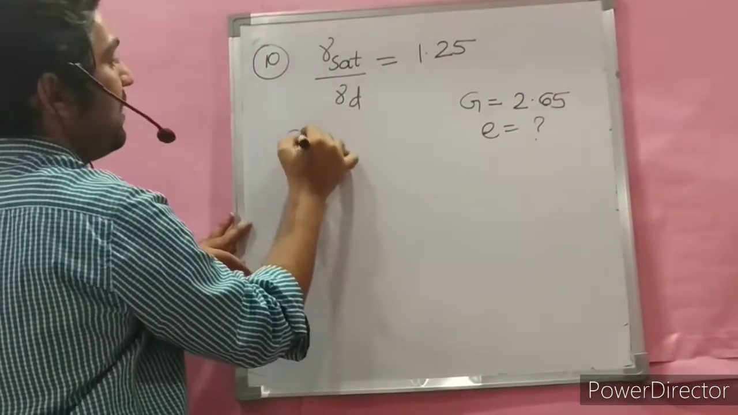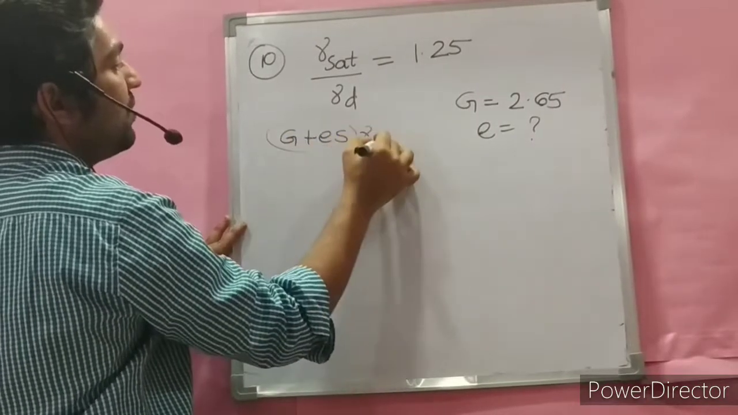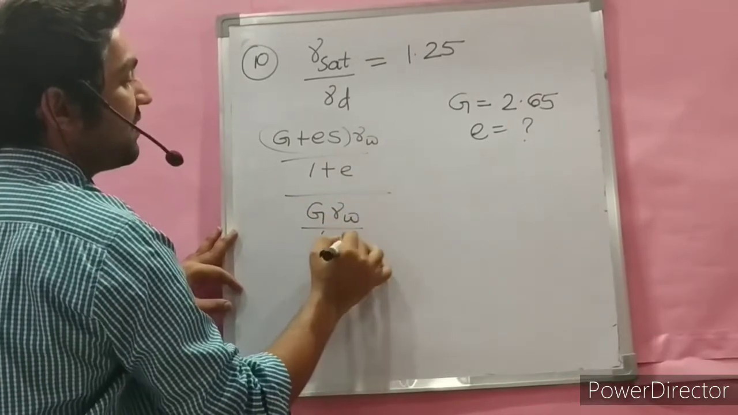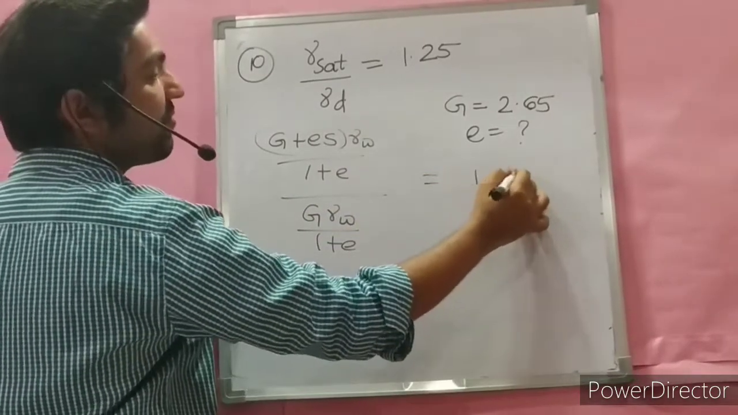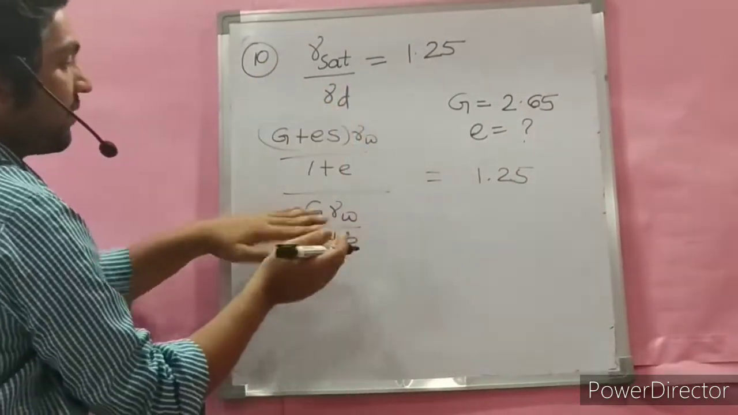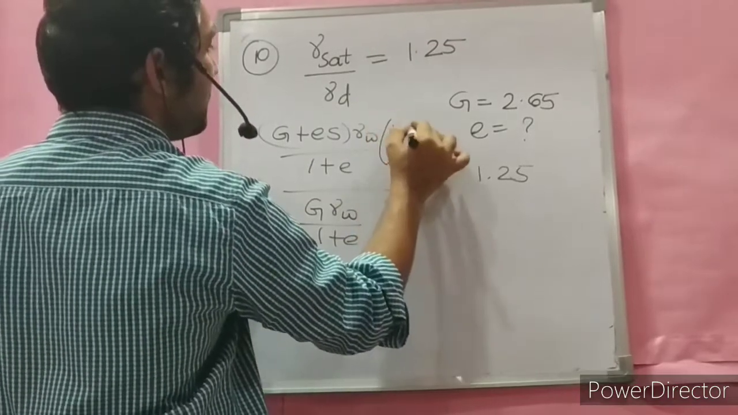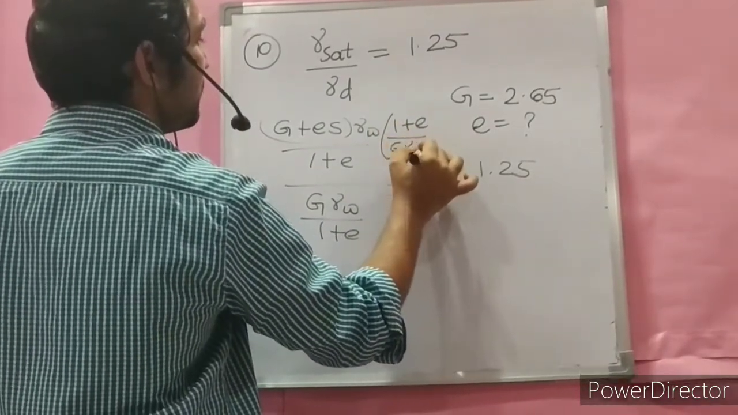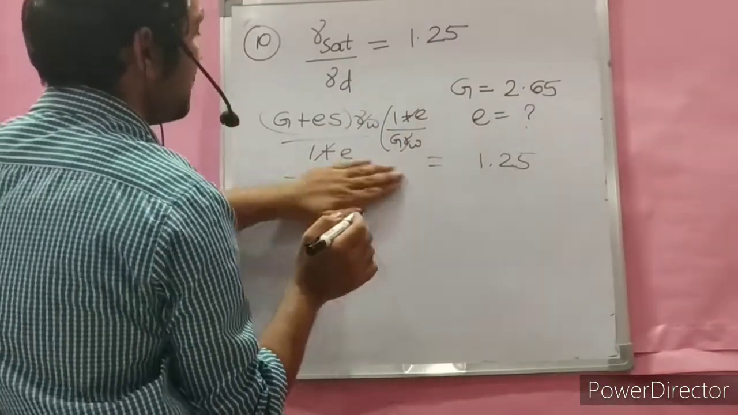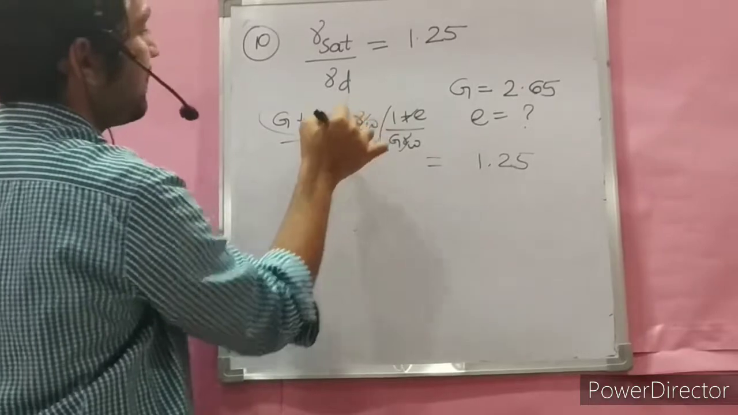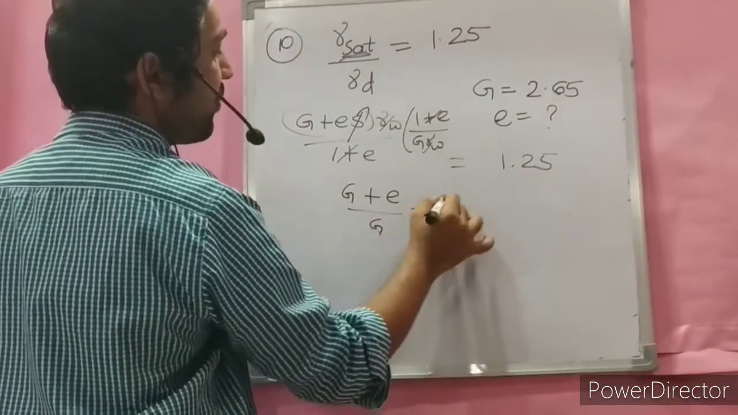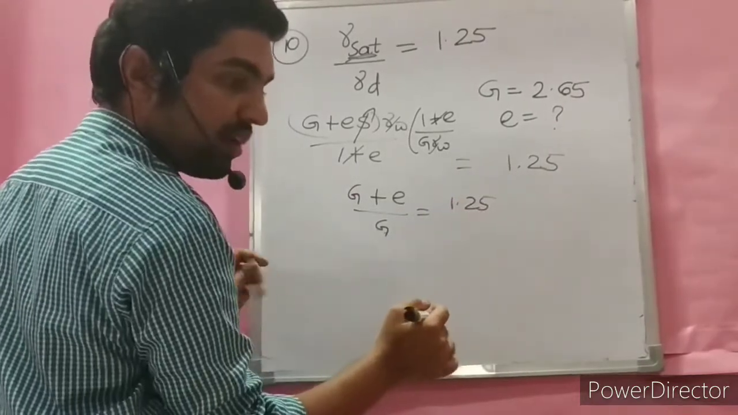Okay. G plus E S into gamma W divided by 1 plus E, divided by G gamma W by 1 plus E, is equal to 1.25. Taking to the numerator, 1.25 into 1 plus E by G gamma W. 1 plus E cancels, gamma W cancels. What is left over is G plus E by G. S is 100%, saturated soil. G plus E by G is equal to 1.25. What is known?